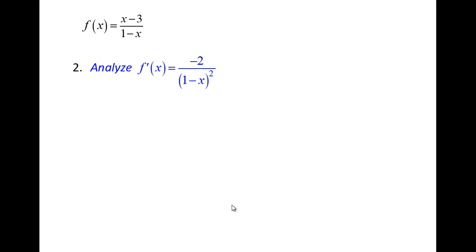f of x is this again, and we now want to analyze the derivative. If you take the derivative of f, and then simplify it, you would end up with negative 2 over (1 minus x) squared. You take the derivative by using the quotient rule, so I'm not going to show you the steps for that. So this is the derivative. Now we want to find the partition numbers, which would be where it is 0 or undefined. Well, it's never 0 because the numerator is negative 2, and it is undefined when x is 1.